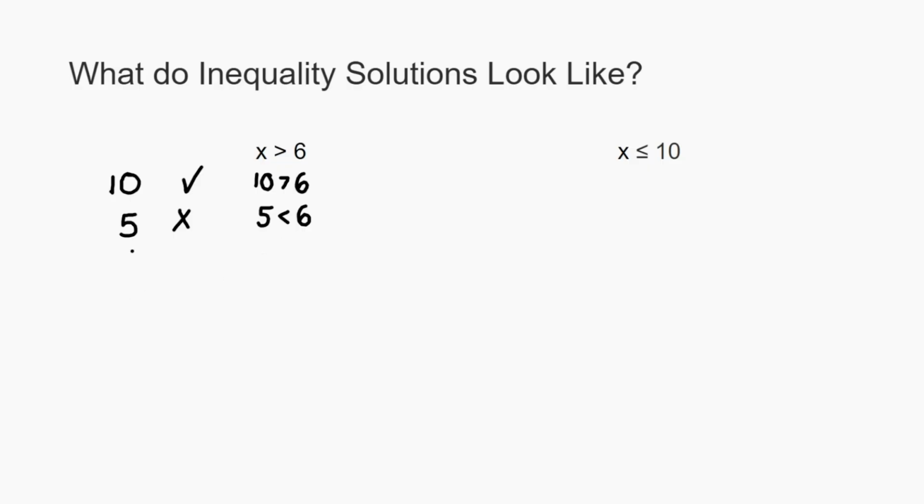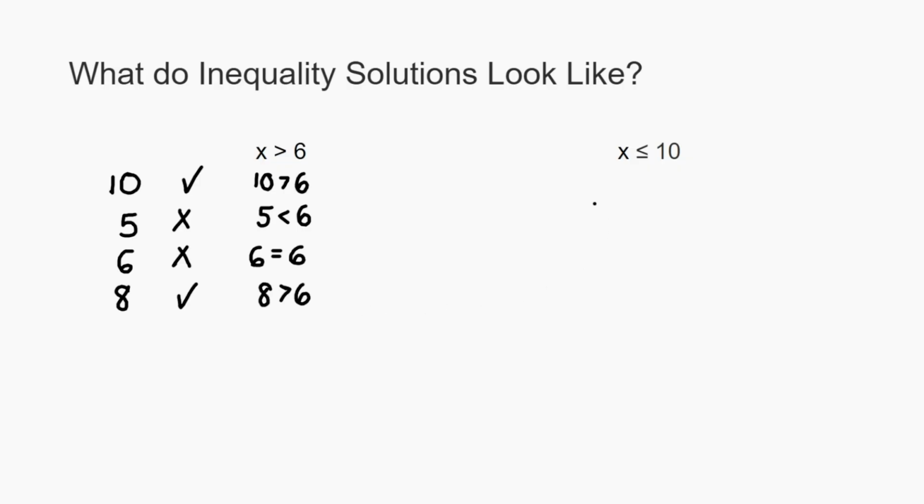What about, let's say, 6? 6 does not work because 6 is equal to 6. If the statement said x is greater than or equal to 6, it would be valid. But because this is only greater than and not greater than or equal to, 6 is false. Let's try one more value. Let's say 8. Is that true? Yes, because 8 is greater than 6. As you can see, there's a range of solutions that can make x is greater than 6 true. 8 and 10 are just two of many, many solutions.